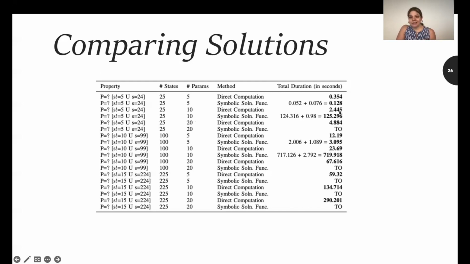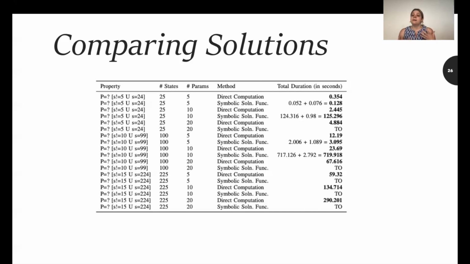But even if we go to 10 parameters and 25 states, the direct computation method takes less than 3 seconds and the symbolic solution function takes 125, which is kind of surprising. So we break it down, and on the right-hand term, it takes less than a second to do the optimization. But on the left-hand term, the pre-computation step takes 124 seconds.